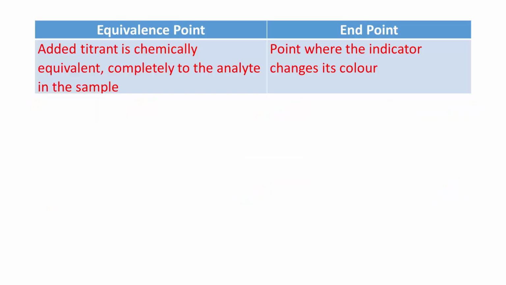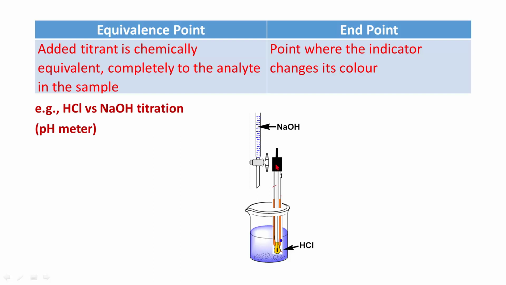We would like to know the difference between equivalence point and end point. Equivalence point is where the added titrant is chemically equivalent completely to the analyte in the sample, whereas end point is the point where the indicator changes its color. For equivalence point, we can see the titration of HCl versus sodium hydroxide by using a pH meter and glass electrode.